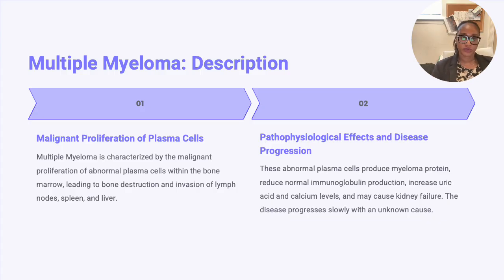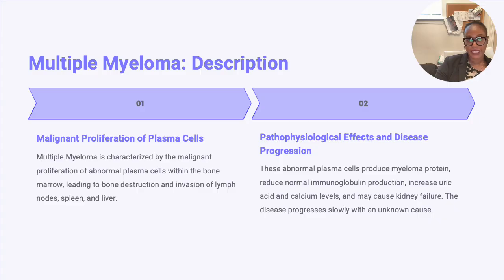just a description. This is a malignant proliferation of plasma cells within the bone. Excessive number of abnormal plasma cells invades the bone marrow and ultimately destroys the bone. Invasion of the lymph nodes, spleen, and the liver can occur.